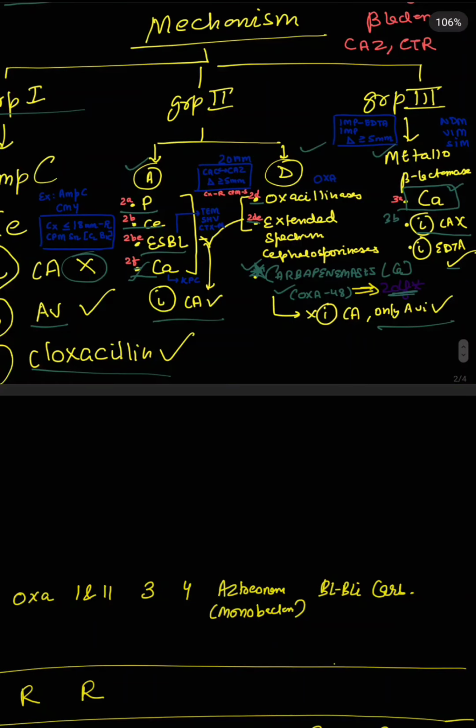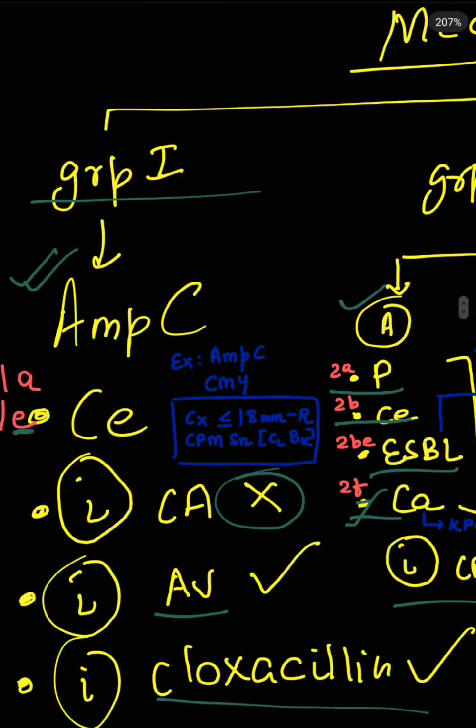I hope you are understanding. Now we come to group 1, how we detect them. So generally we have to remember a few of the examples of each group. In case of AmpC, the enzymes which are important are AmpC and CMY.